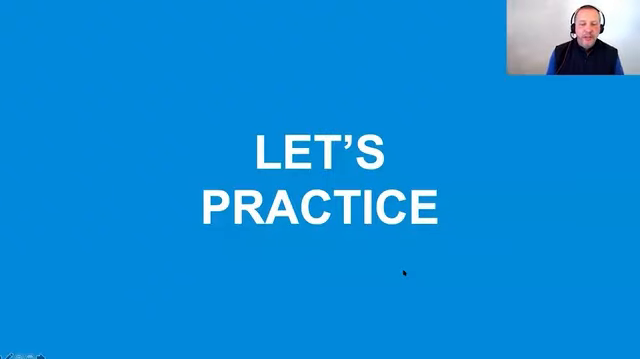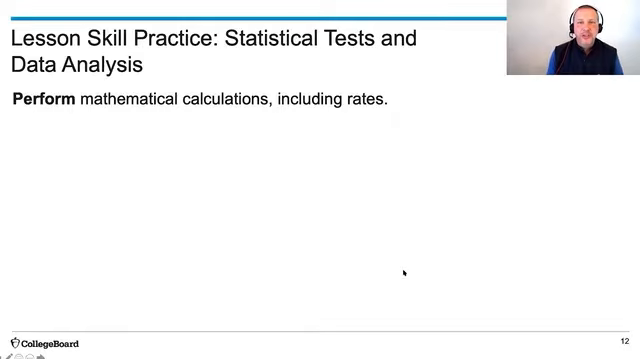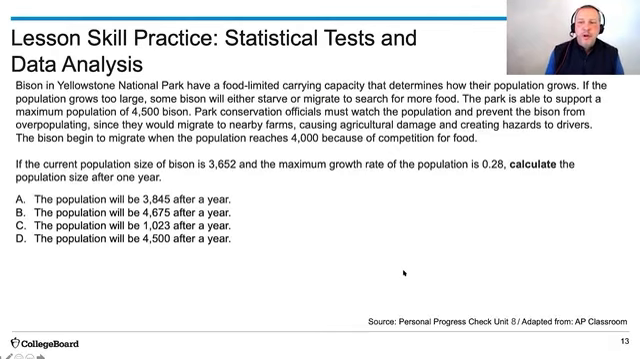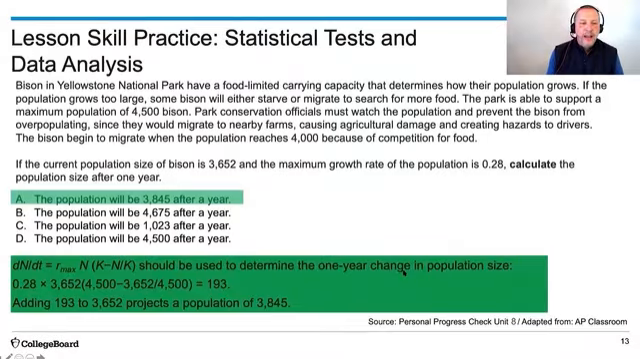So now let's practice. For this skill practice, you'll look at statistical tests and data analysis. You're going to perform mathematical calculations, including rates. For this question, I would like you to pause, read the question, and calculate the population size after 1 year for the bison. When you have your answer, push play again, and we'll go over it. Welcome back. For this question, you were asked to calculate the population size after 1 year. Your answer should be the population will be 3,845 after a year.